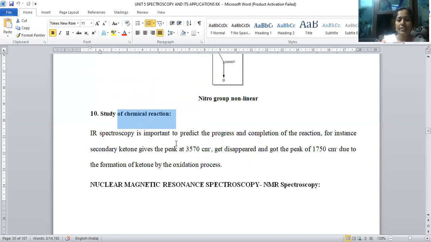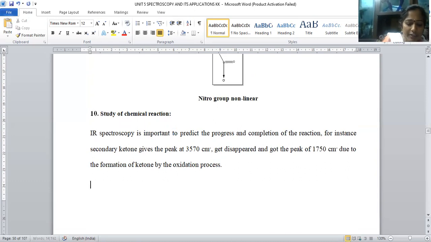The study of chemical reactions means whether the reaction is proceeding or not, whether the reaction is feasible or not, what is the progress of the reaction with respect to time, and at what time the reaction will be completed. All these inferences can be conveniently achieved by using infrared spectroscopy. Let us see how it is possible to study a chemical reaction by IR spectroscopy. Let us assume initially we have this CO functional group.